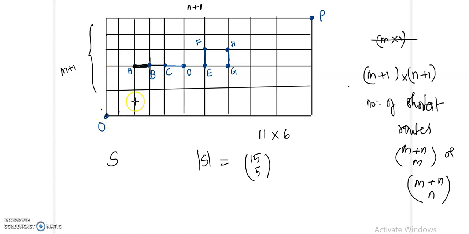Now from O to A, you can see that there is a 3/3 grid. It is in the form of m plus 1 by n plus 1. So the number of horizontal and vertical lines you have are 3/3. So the number of shortest routes from O to A will be m plus n C m, so 2 plus 2 C 2.